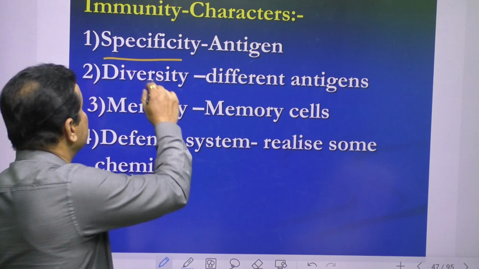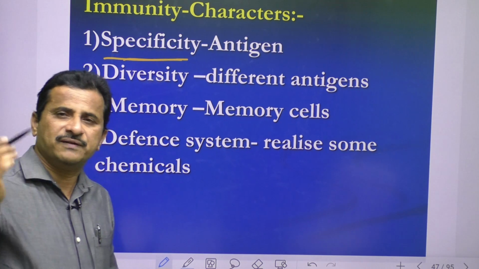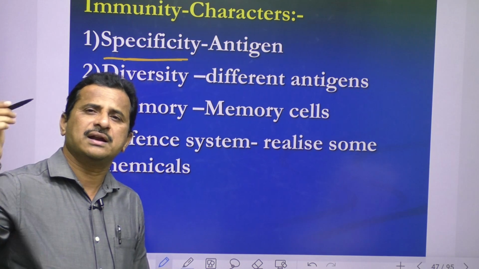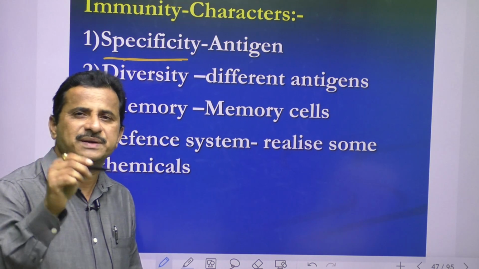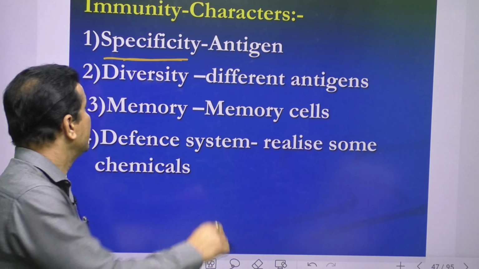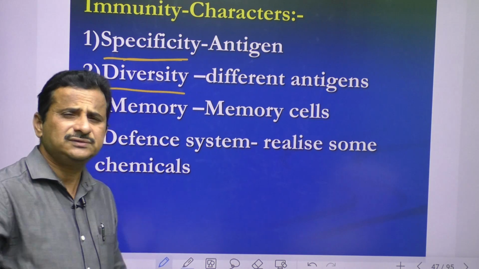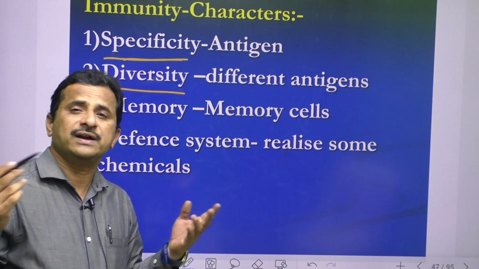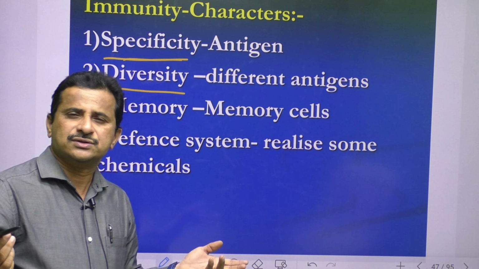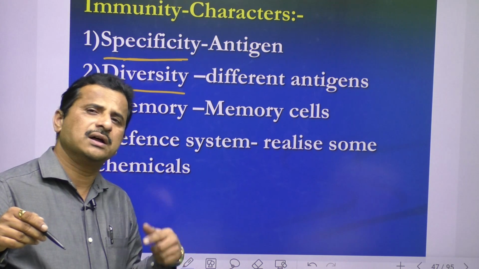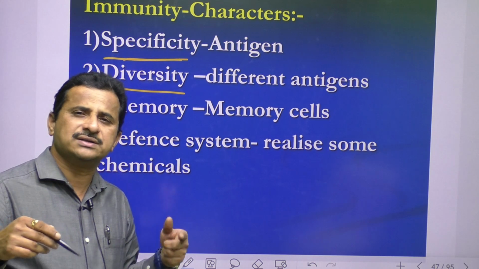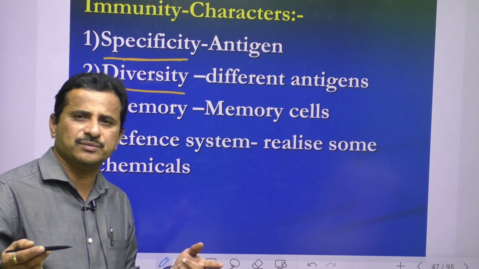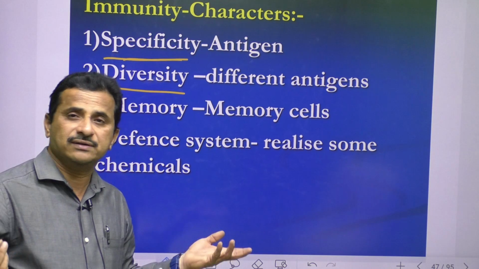So this is specificity: for a particular antigen, a particular antibody only is produced. And diversity: different antigens, different antibodies. One antibody does not work on all antigens, and because of one antigen stimulus, the same type of antibodies are not produced for all. This is called diversity.